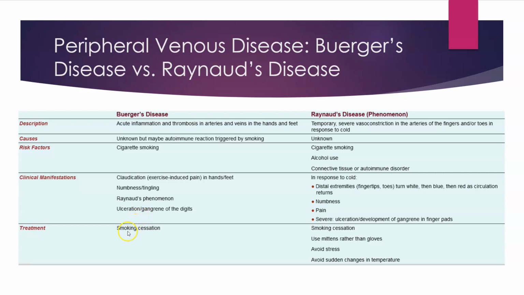Big treatment for Buerger's, smoking cessation. Raynaud's also uses smoking cessation. But then when you're in a cold environment, use mittens rather than gloves, especially if they're shopping in the freezer section or if they're living in South Dakota and it's cold outside. They should also try to avoid stress and avoid sudden changes in temperature.